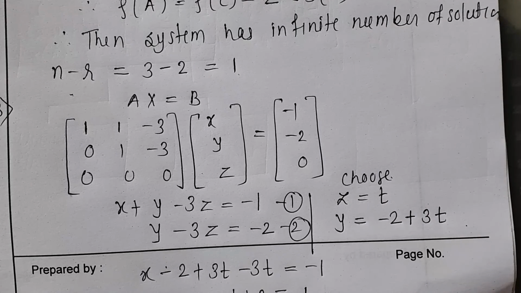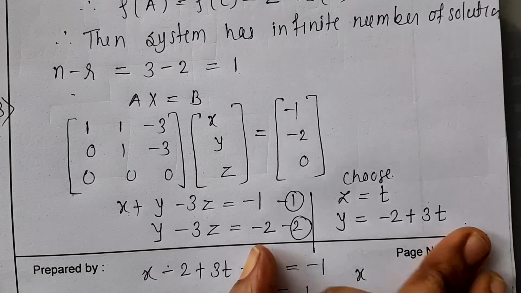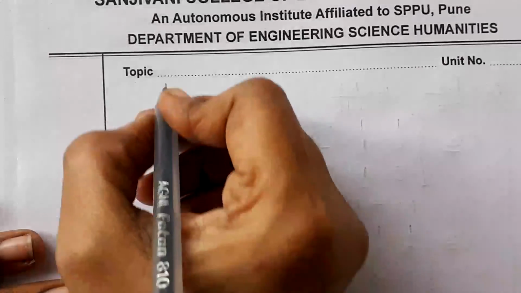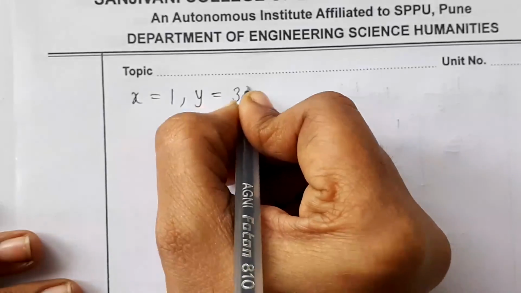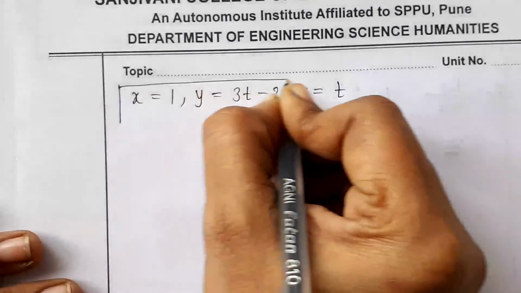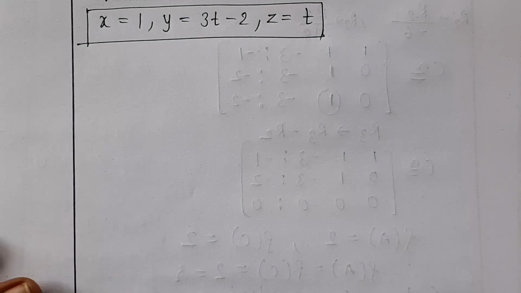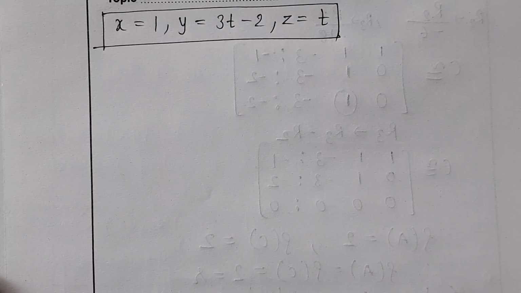So what are the variables? We obtain the answer. What is the solution of this system? x is equal to 1, y is equal to 3t minus 2 and z is equal to t. So this is the solution of the given system of equations. For this we get infinite number of solutions, not a unique solution.